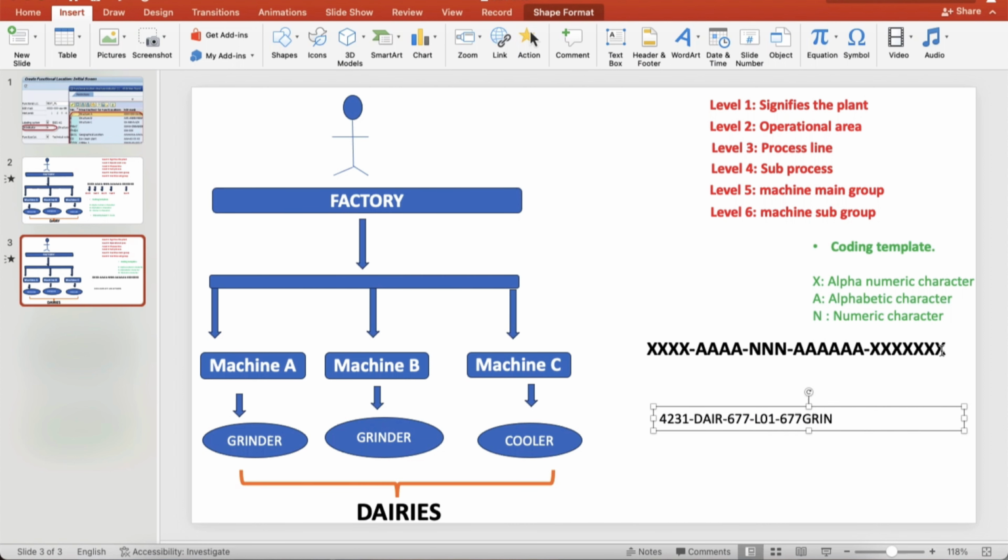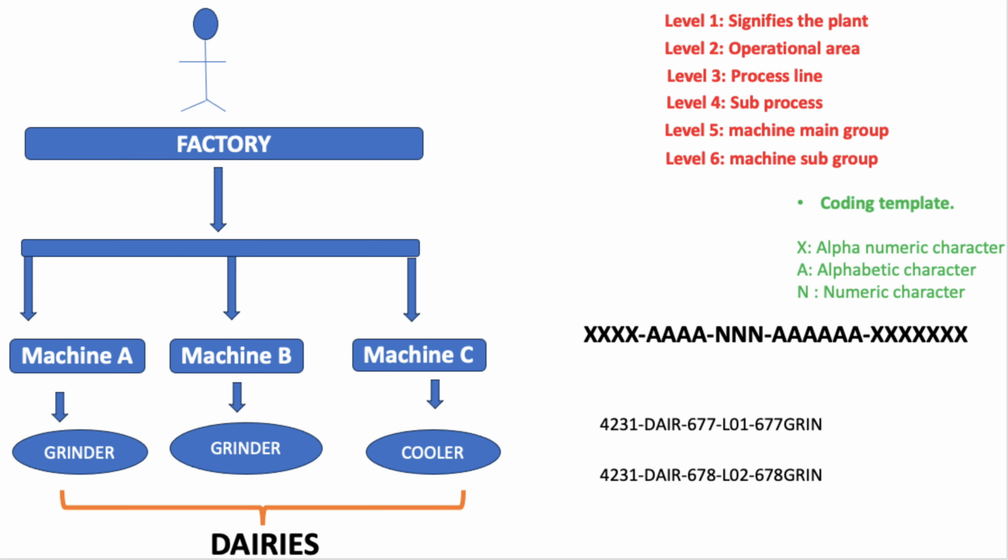Someone could ask me, what if we don't have 2 grinders? What if we have just 1 grinder? Just like our cooler, what if we have just 1? Then what becomes my level 4? Level 4 simply becomes 1 because you have just one of it, so it becomes L01. If you had 2 of those machines, then it becomes L02.